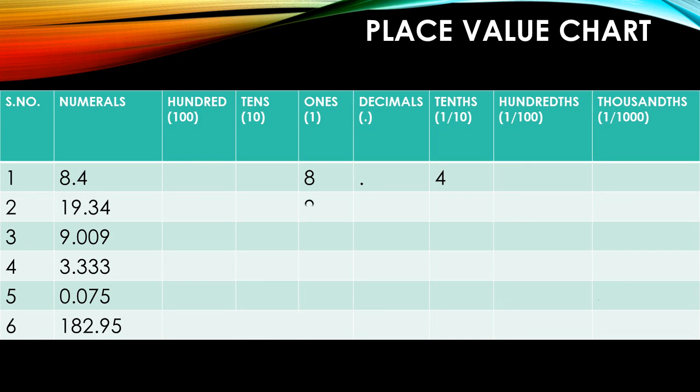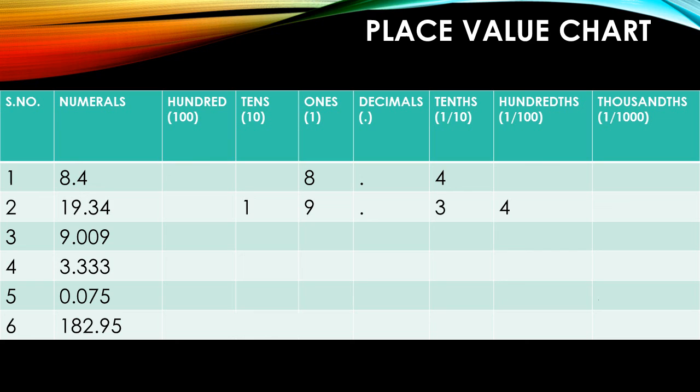Question number 2. 19.34. Write 9 in the ones place and 1 in the tens place. Then write the decimal sign in the decimal column. Then we write 3 in the tenths place and 4 in the hundredths place.